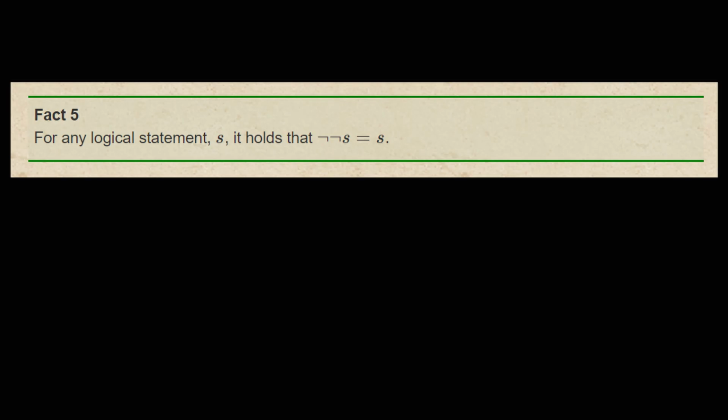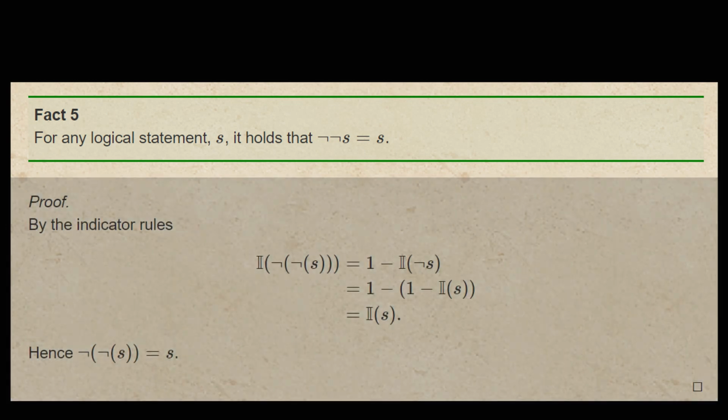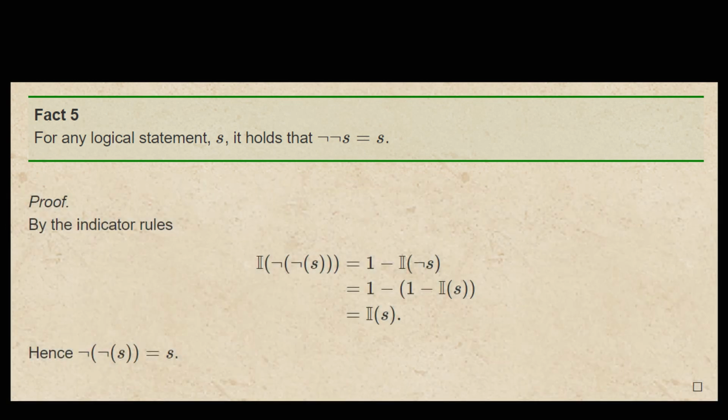So for instance, for a logical statement S, the negation of the negation of S equals S itself. And this is true because the indicator of the negation of the negation of S is just going to be 1 minus the indicator of the negation of S. And then the indicator of the negation of S is 1 minus the indicator of S. So 1 minus the quantity 1 minus indicator of S is just the indicator of S. And since the 2 statements have the same indicator function, they have the same truth value.